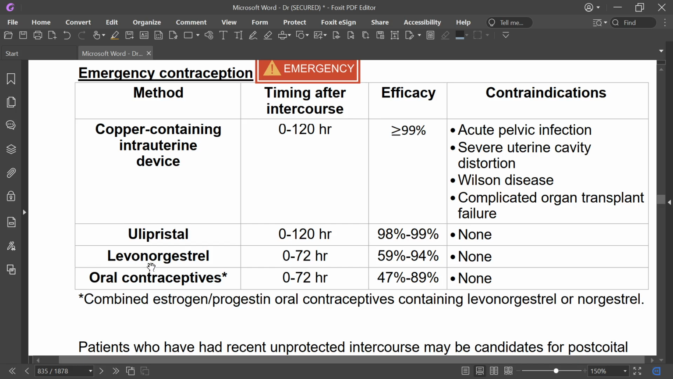So levonorgestrel and OCP have a 3 days timing, and ulipristal has a 5 days timing.